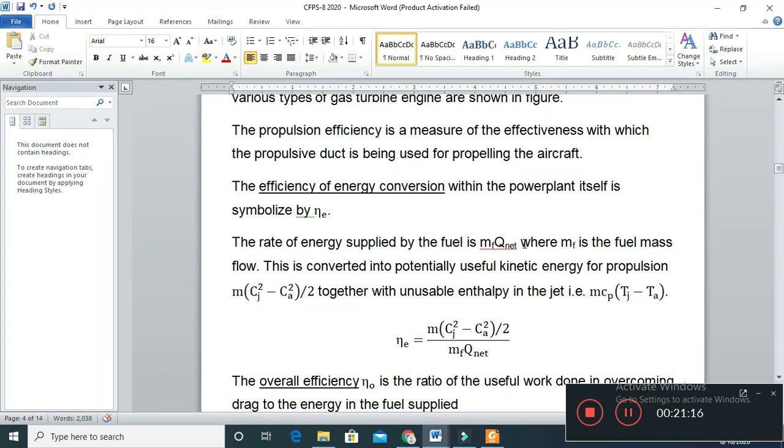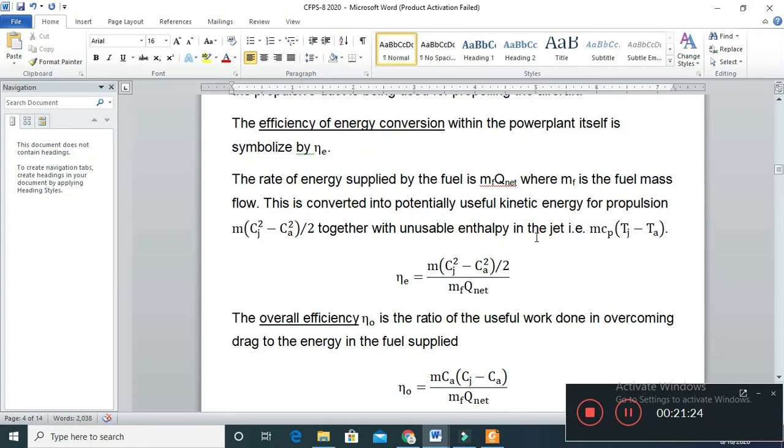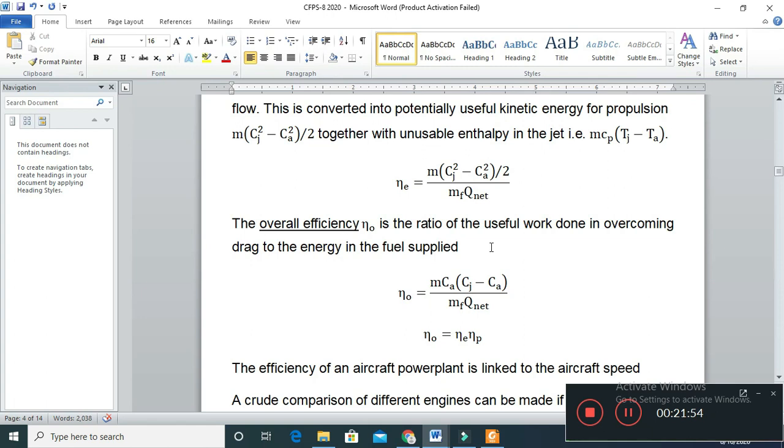Other than propulsion efficiency, there is another efficiency which is termed the efficiency of energy conversion. It is the rate of kinetic energy divided by heat supplied. Heat supplied is due to the fuel. So this is fuel energy or thermal energy generated from the fuel, and this one is the kinetic energy. This kinetic energy is total, whether it is utilized or not. The efficiency of energy conversion is kinetic energy divided by the fuel energy.